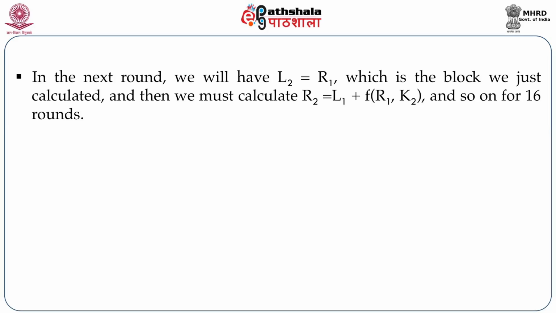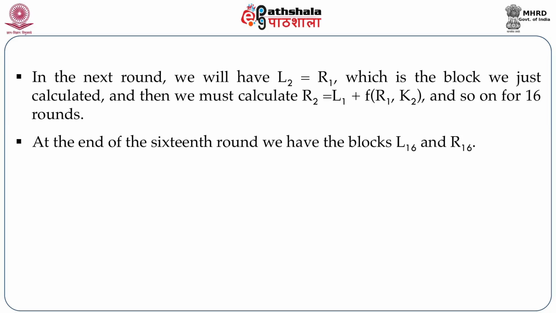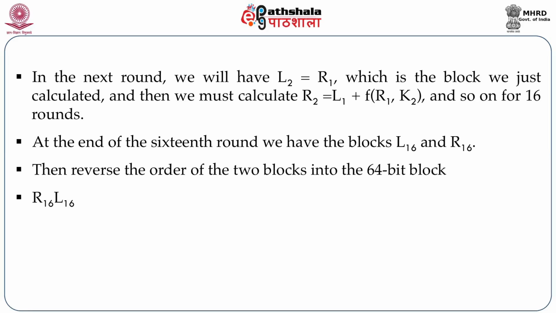In the next round, the same way we have to perform L2, which is equal to R1, and then we have to calculate R2, which is nothing but L1 exclusive OR with a function output. That function works on R1 and K2. Repeat this for the 16 rounds. At the end of the 16 rounds, we will have L16 and R16. Reverse the order of the block, that means take R16 first and then L16.